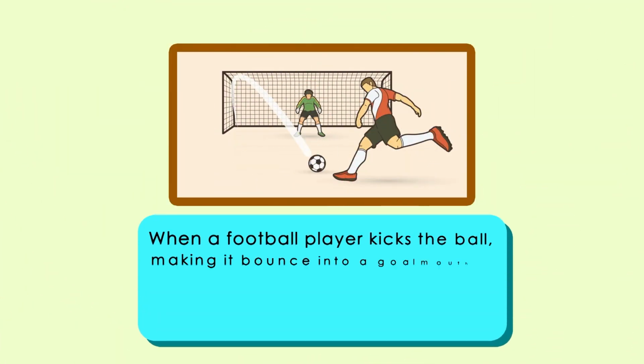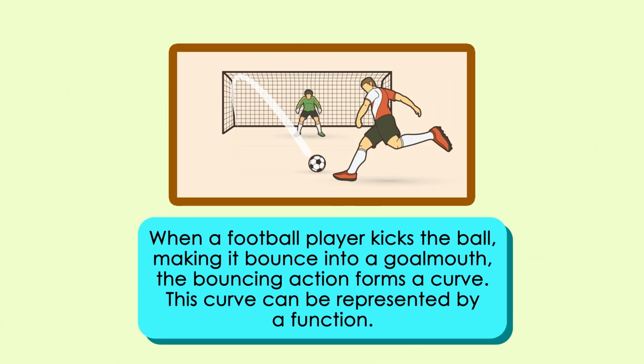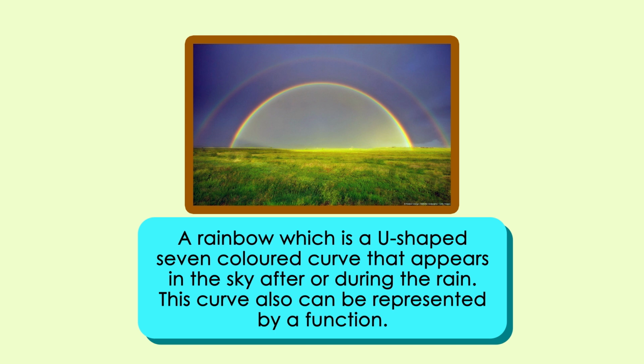the expression of f(x). For example, when a football player kicks the ball, making it bounce into a goal mouth, the bouncing action forms a curve. This curve can be represented by a function. Another example is the curve we can see in a rainbow, which can also be represented by a function.